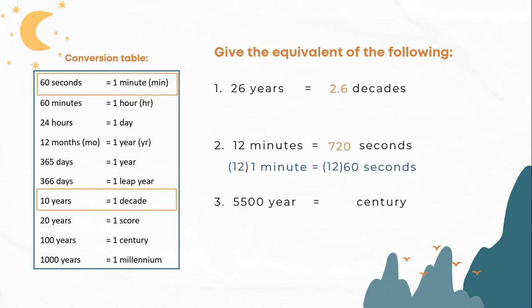For number 3: 5,500 years equals how many centuries? From the conversion table, we see 100 years equals 1 century. So we can divide 5,500 years by 100 to get the number of centuries. So we have 55 centuries.